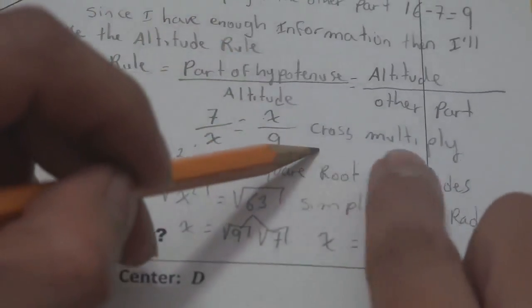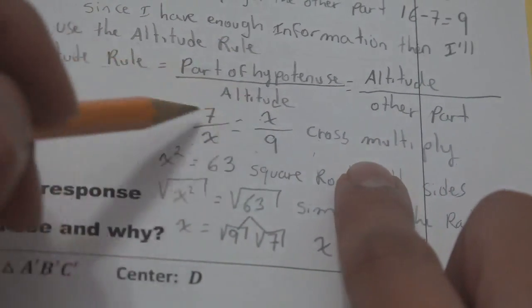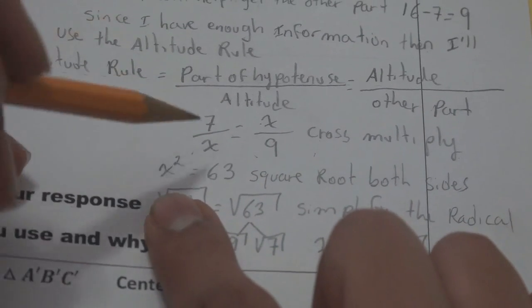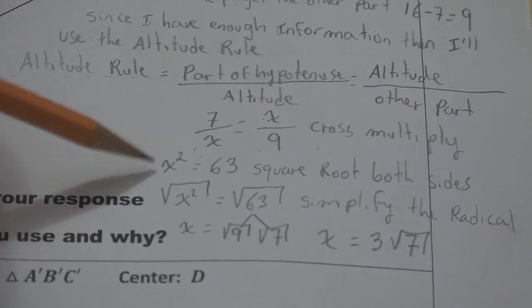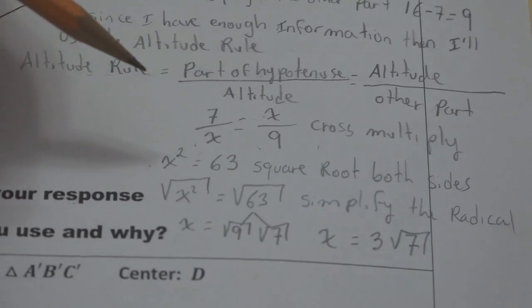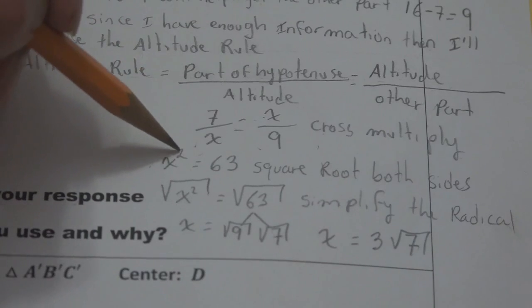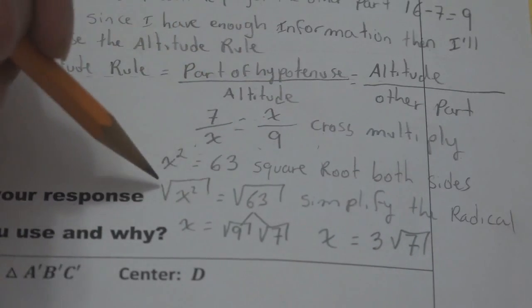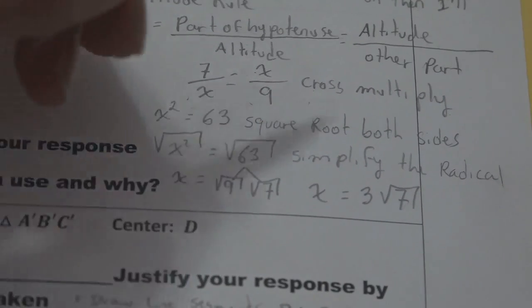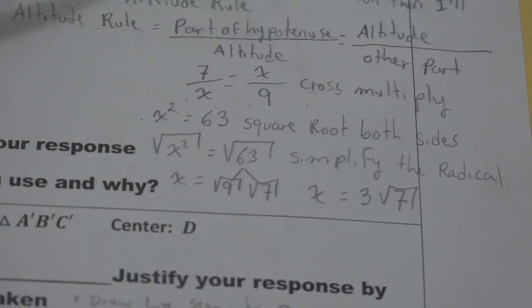Now what you're gonna write? You cross multiply. You need to write that so everybody that is reading this knows what you're doing. Then when you cross multiply, x times x is x squared. That equals 63. 9 times 7, right? Now to get rid of this square, you gotta square root both sides. So I do square root both sides. Okay? And now I'm gonna simplify the radical.